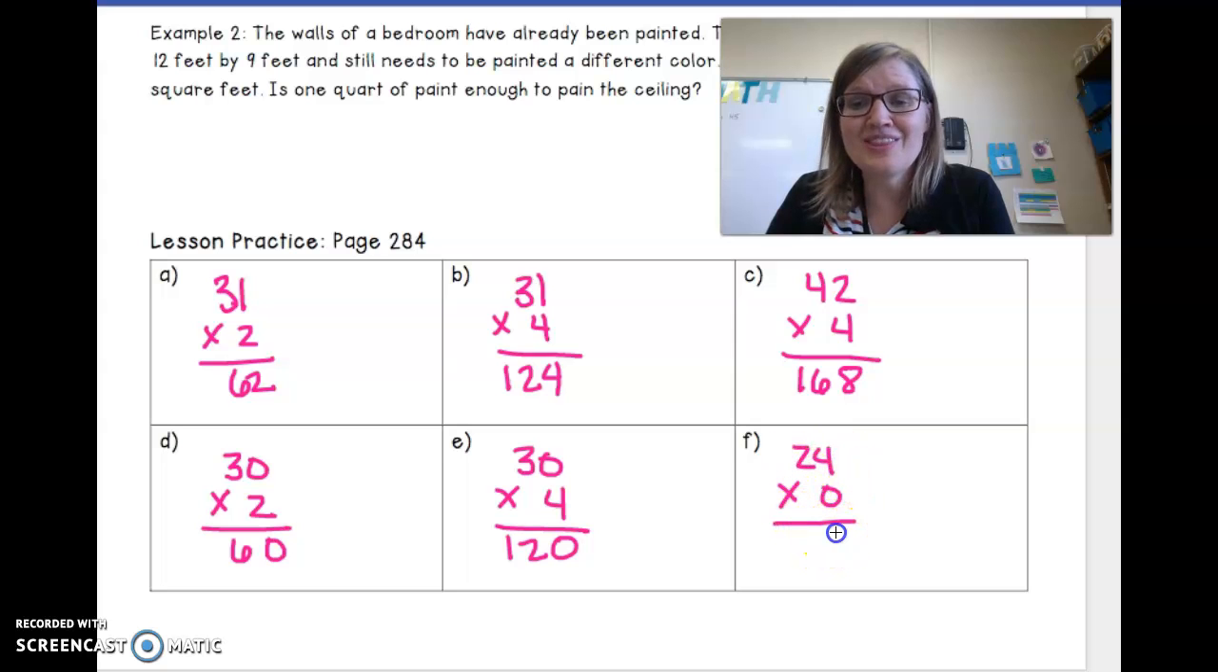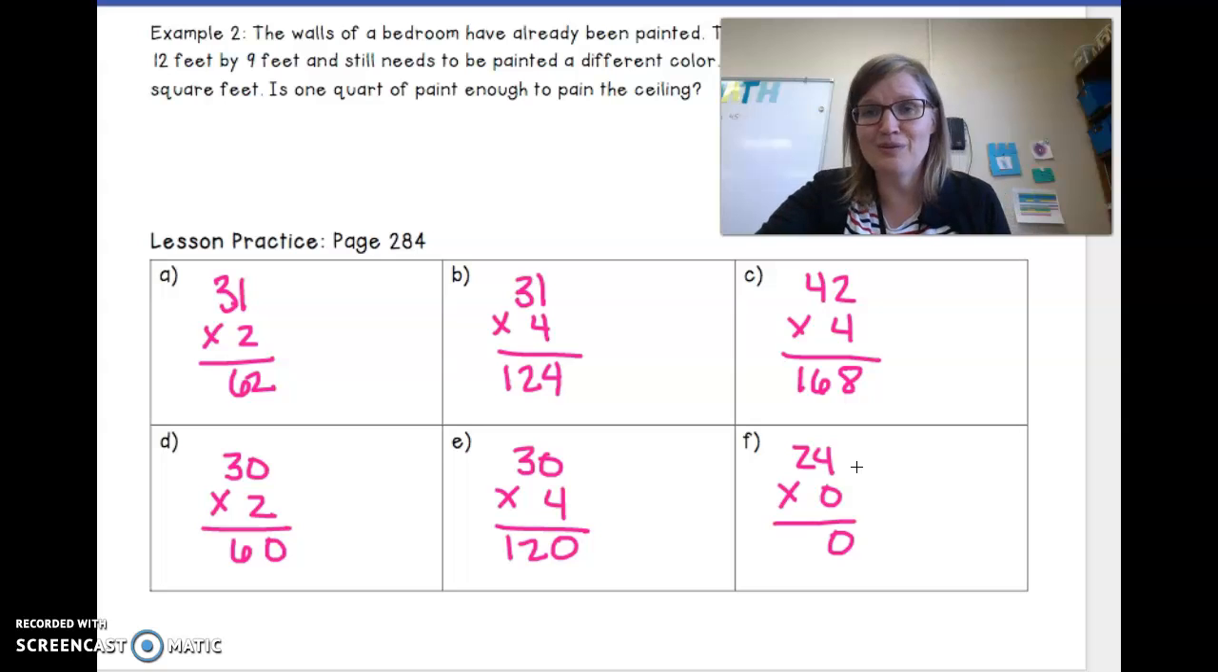0 times 0, we know that this is all going to be 0 because of the zero property of identity.